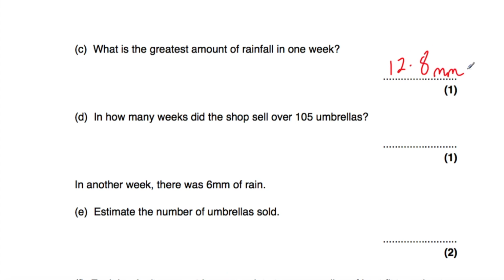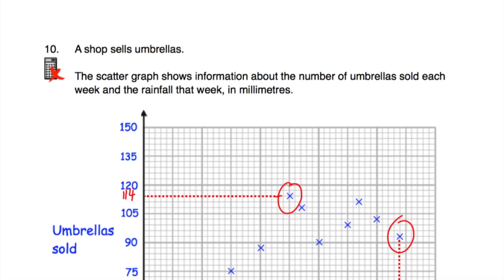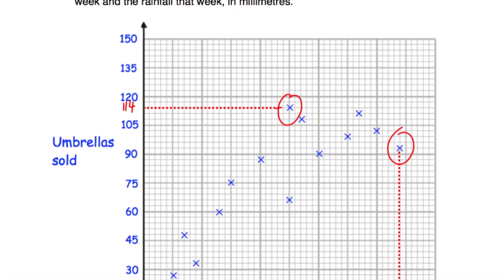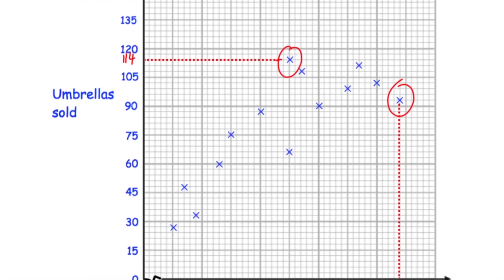12.8 millimeters. Okay, and part D says, how many weeks did the shop sell over 105 umbrellas? So let's go back to our scatter graph. We want to see how many weeks they sold over 105 umbrellas. So if we go to here, 105, and we get a ruler and pencil and we go across, all the points that are below that sell less than 105 umbrellas, and all the points above them are weeks where more than 105 umbrellas are sold.